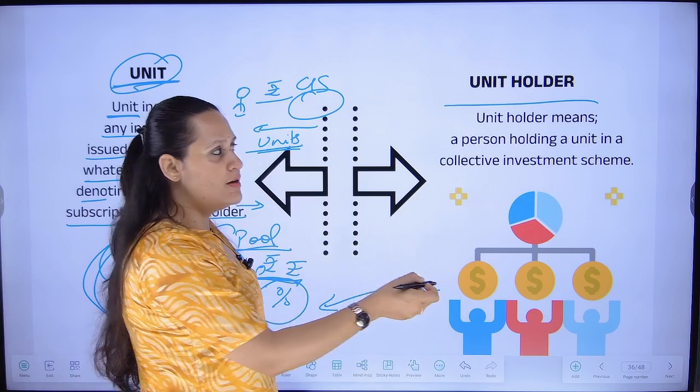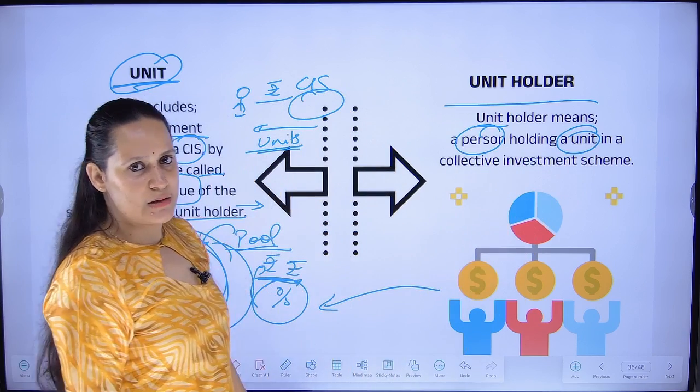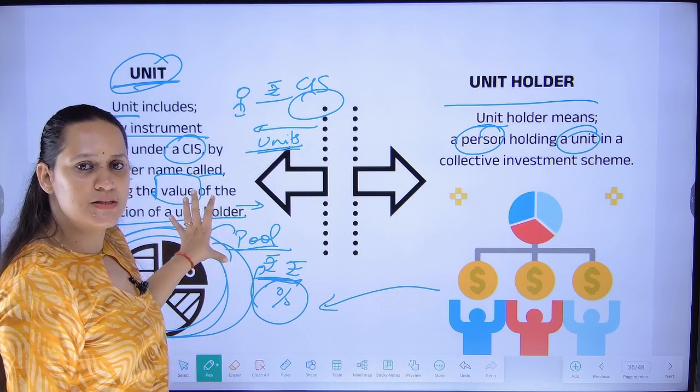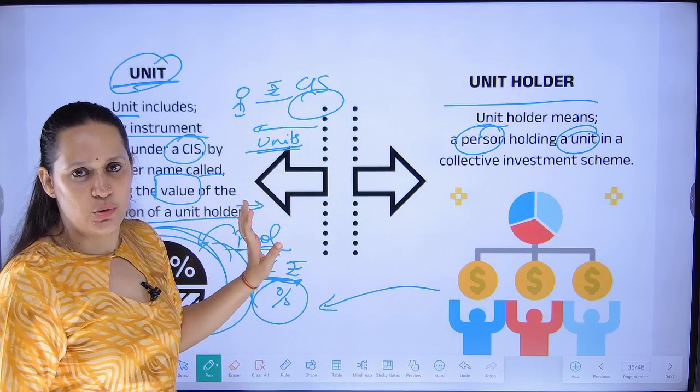And a unit holder means any person who has a unit in a collective investment scheme. If you have any percentage of holding in the scheme property in the collective investment scheme, you are going to be called as the unit holder for the contribution that you have made.